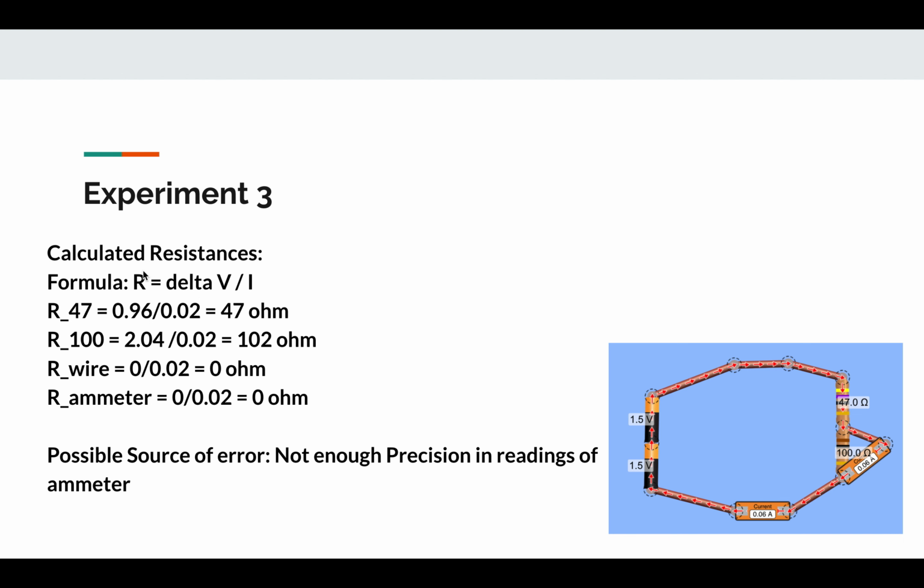Some values I calculated using Ohm's formula. Since the precision is not enough, the calculated values would be inaccurate.